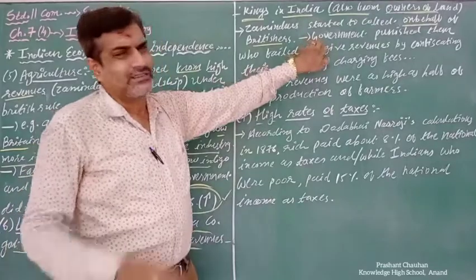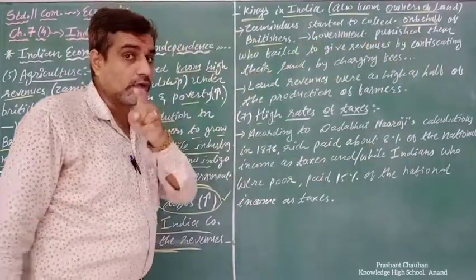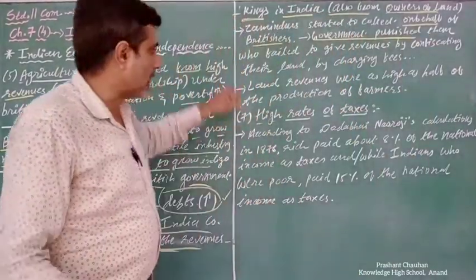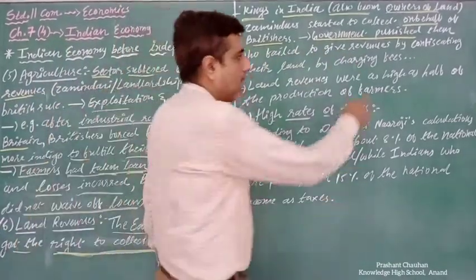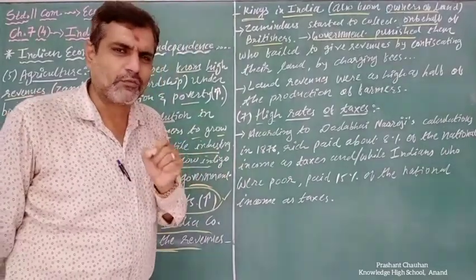Also the government, that is the Britishers, punished the farmers. See, punishment was there. Government punished the farmers who failed to give revenues, right, by confiscating, that is one particular word, right.